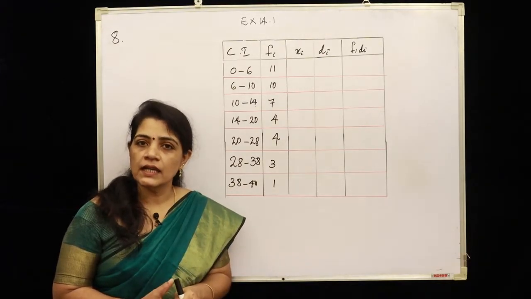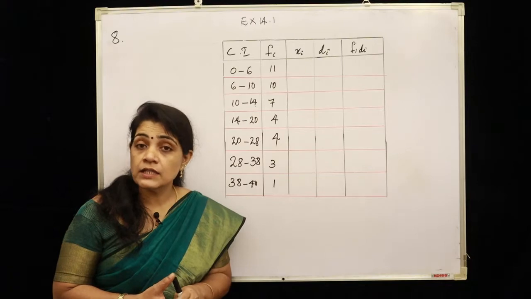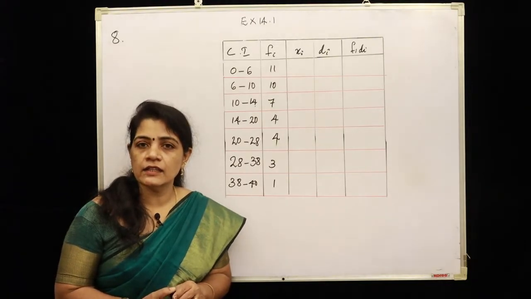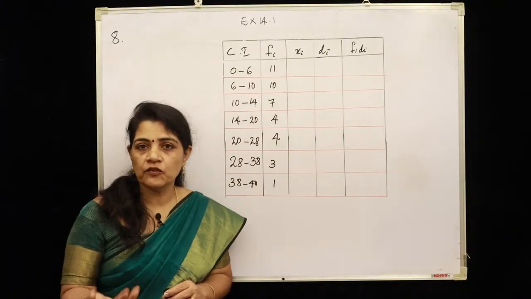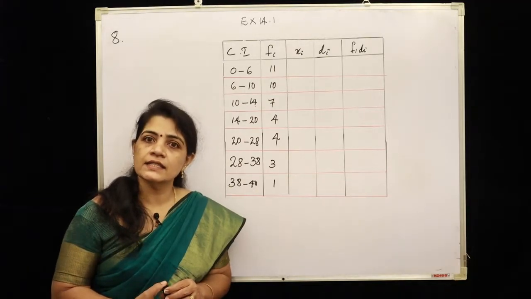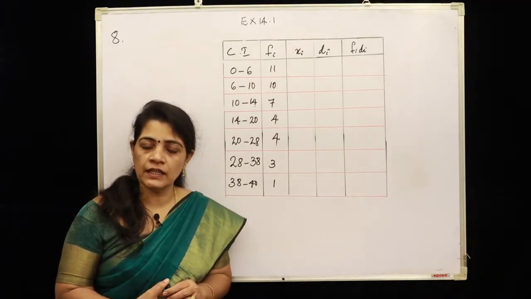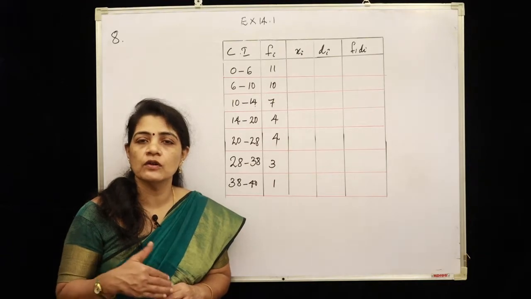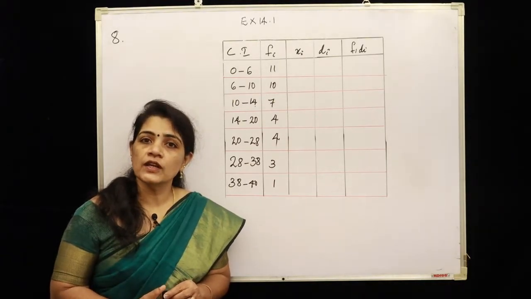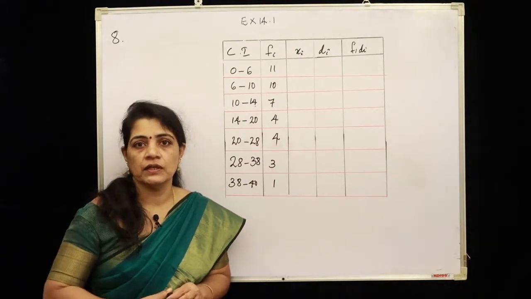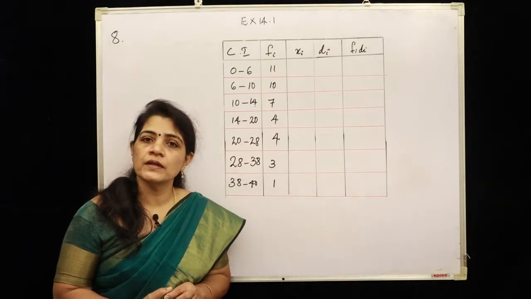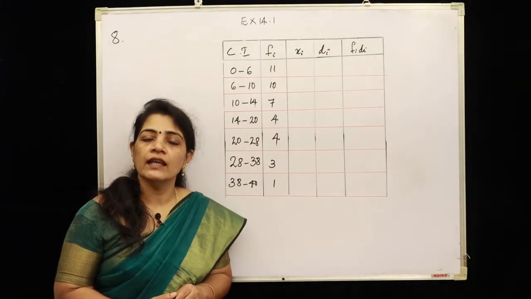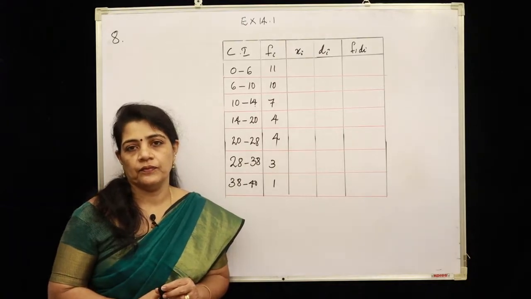But if we are choosing the assumed mean method for calculating the arithmetic mean, that doesn't affect. Even if the height is different for the different class intervals, that doesn't affect because that formula is free from the value h, that is x bar is equal to a plus sigma fidi divided by sigma fi.